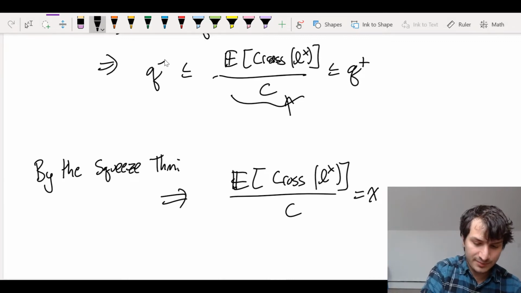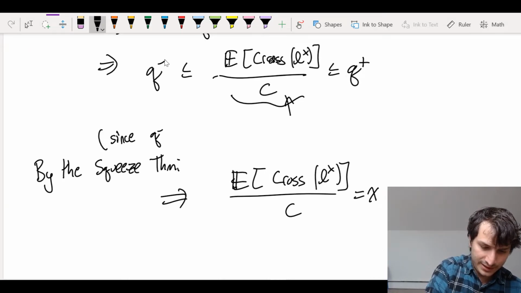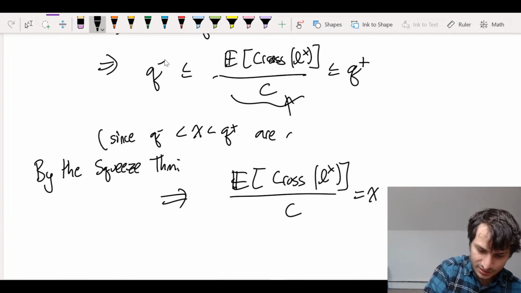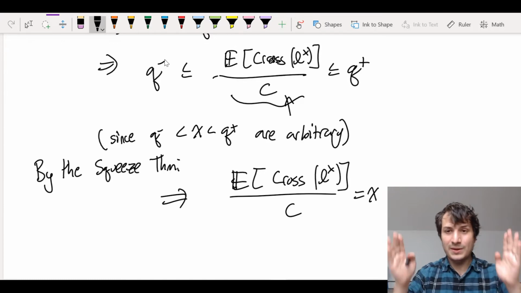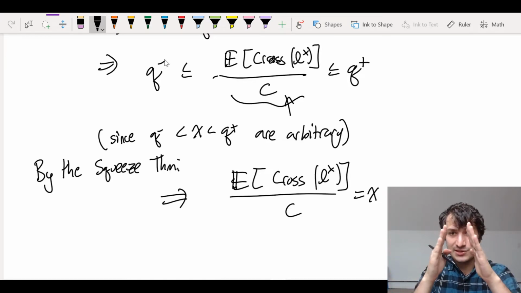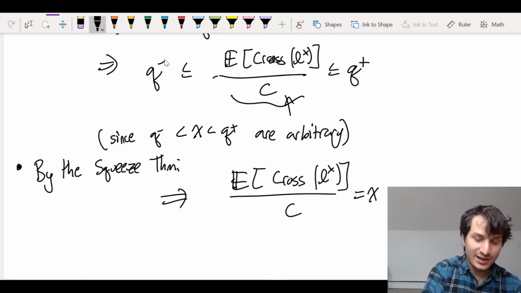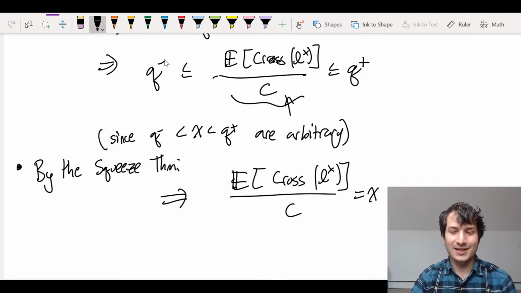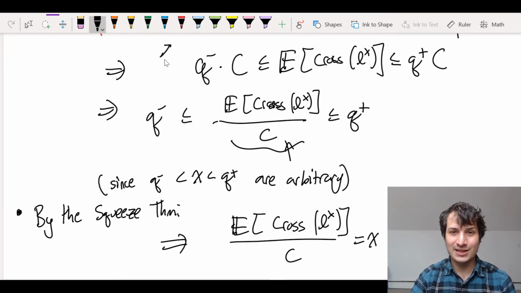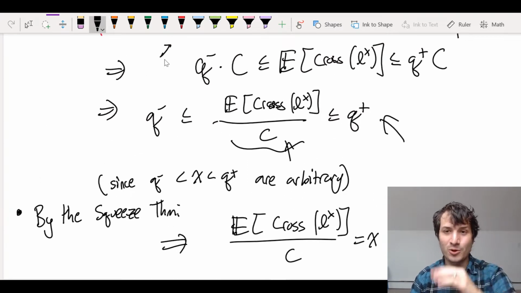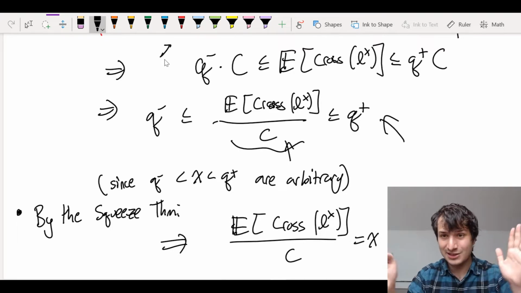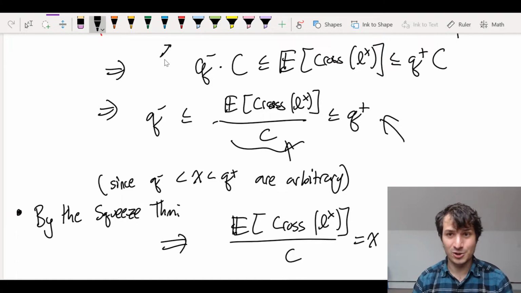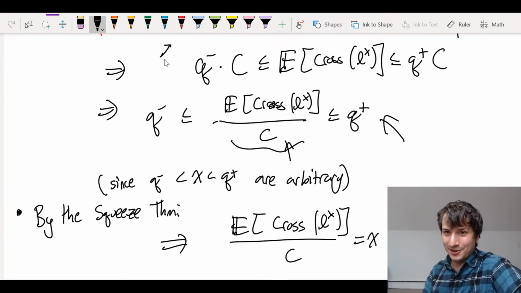So by the squeeze theorem, since Q minus less than x less than Q plus are arbitrary rational numbers, you can squeeze them down to make x. So that's one way you could argue the proof. If you've seen sups and infs in your analysis class, what you could do is take the sup and the inf of this equation. Take the sup over all Q minus and the inf over all Q plus. The sup over all Q minus is x, and the inf over all Q plus is x, and you're going to get a sandwich here with x. If you've never seen a sup and an inf, just totally ignore the last 10 seconds.